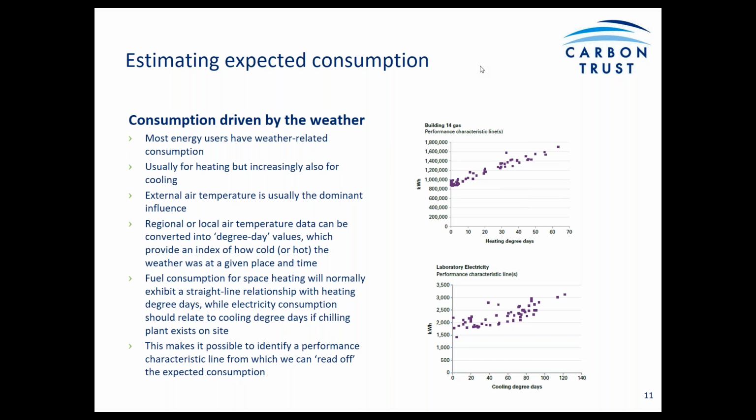Fuel consumption for space heating will normally exhibit a straight line relationship with heating degree days, as shown on the charts on the slide here. While electricity consumption should also relate to the cooling degree days if chilling plant exists on the site. So this makes it possible to identify a performance characteristic line, like the ones alluded to here, which potentially allows us to essentially just read off the expected energy consumption.